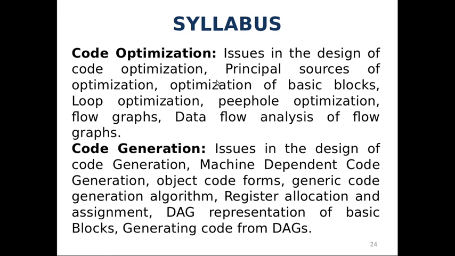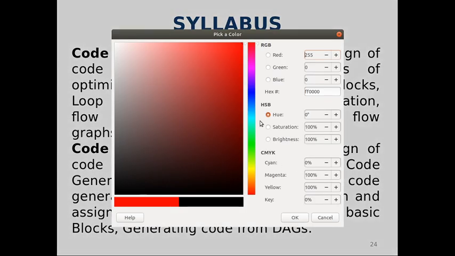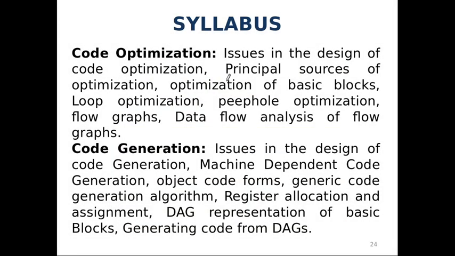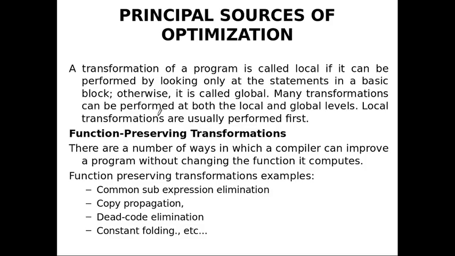So the pending topics are two. One is the principal sources of optimization, and the second one is the data flow analysis of flow graphs. In this lecture we will be discussing these two topics. First one is the principal sources of optimization.